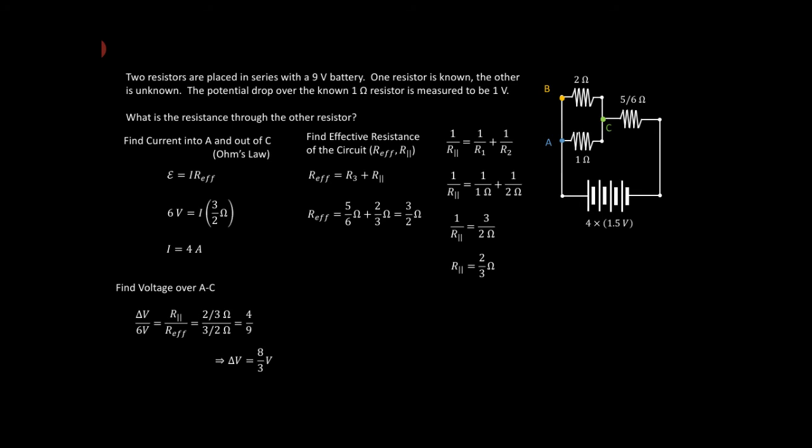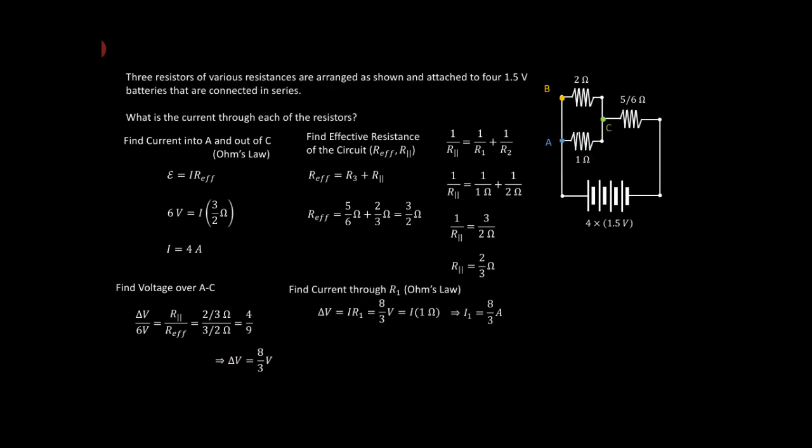We already got that part. So the next part is we want to find the current through R1. Well, that's not going to be too difficult because we know what this delta V is. So we have 8/3 of a volt is equal to the I1 that we want times 1 ohm, right? So that means I1 is equal to, divide by 1, 8/3 of an ampere. Okay, so that's pretty reasonable.